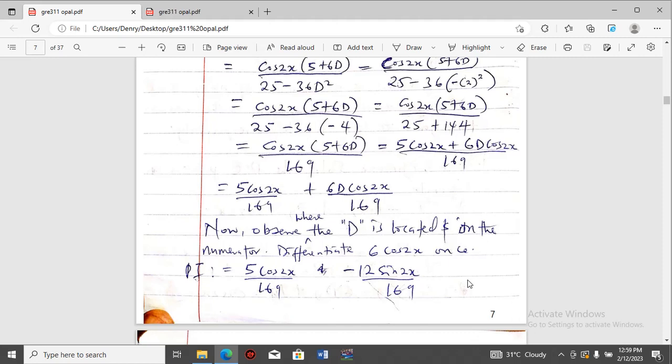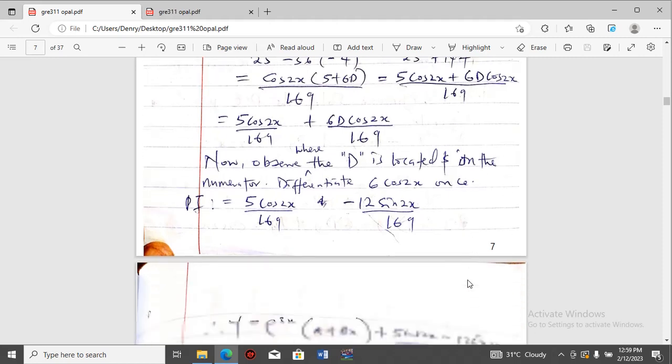Now observe where the D is located, and on the numerator differentiate 6 cos 2x once. Exactly what I said. Then this is your particular integral. Then remember the solution, the general solution.